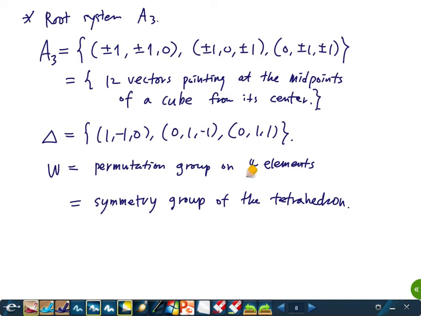By the way, you can think of these 4 elements as the 4 vertices of the tetrahedron, because we've seen that for any 2 vertices, we can reflect them.